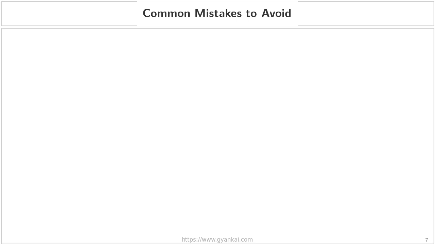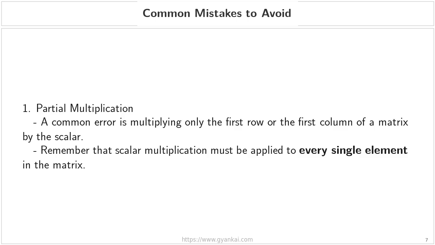Common mistakes to avoid. First, let's address partial multiplication. A frequent mistake students make is multiplying only the first row or the first column of a matrix by the scalar. Please remember that, as we established at the beginning of this lesson, scalar multiplication must be applied to every single element within the matrix without exception.